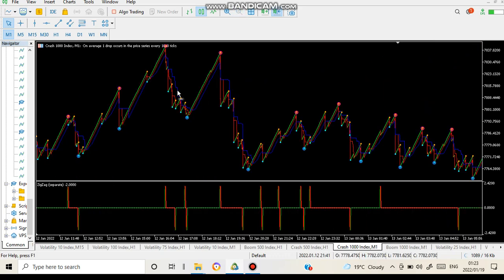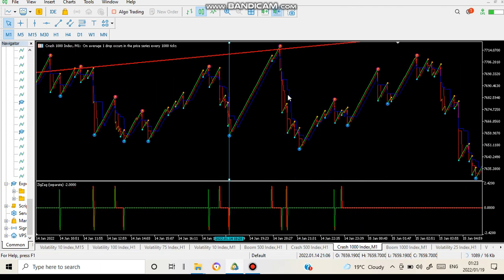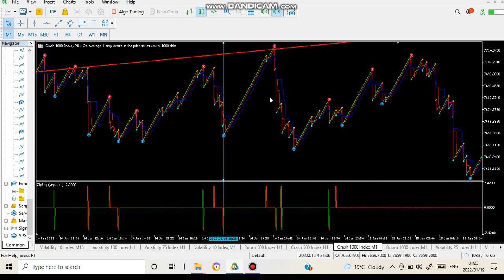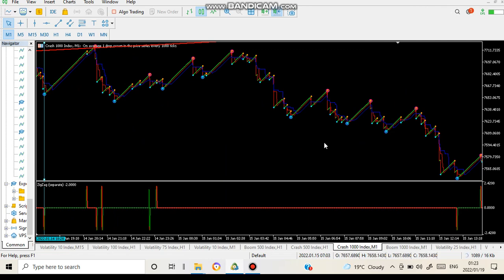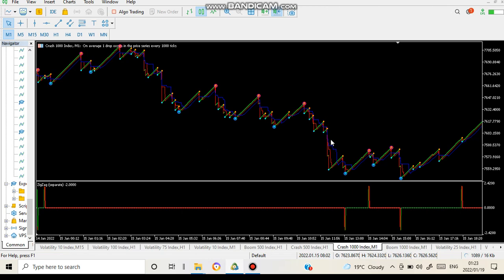Because at the end of the day, you will blow your account, and I don't want that to happen to you, right? So please do not do this, right? Do not use this strategy when the market is trading in a downtrend. I repeat, do not use this strategy, right? Because at the end of the day, you will blow your account, right?